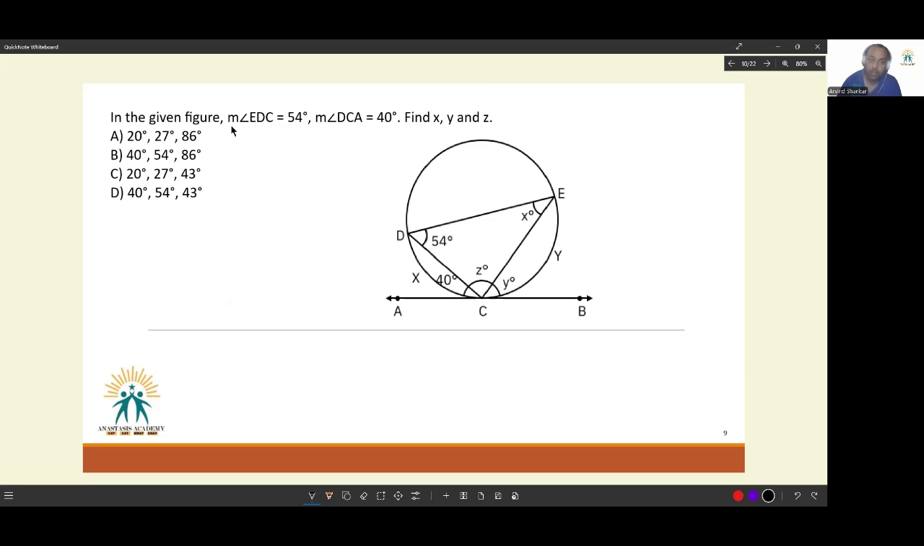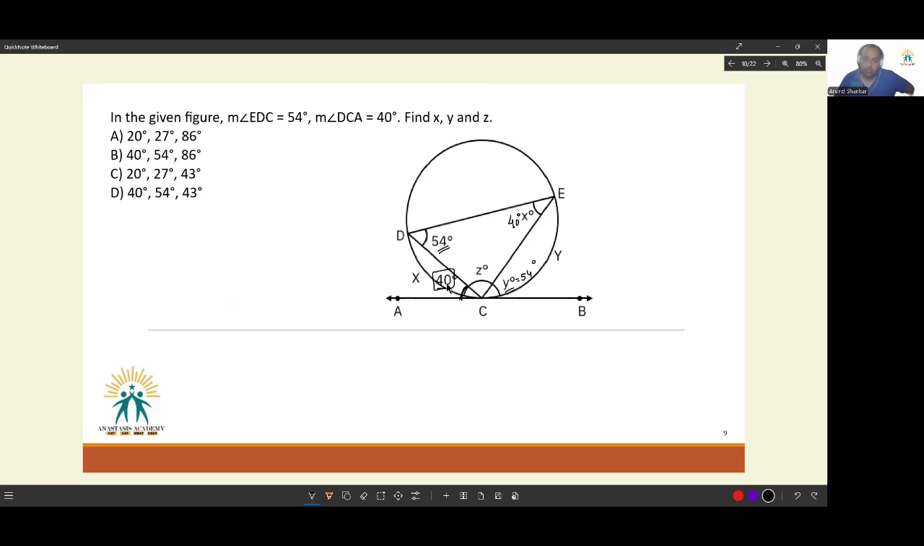Next, in the given figure, angle EDC is 54 degree and DCA is 40 degree. Find X, Y, and Z. Now see, according to the tangent secant theorem, if this angle here is 40 degree, this will be the same angle that chord DC subtends on the circumference of the circle. So if this is 40, X is also 40. By the same metric, EDC, this 54 degree, should correspond with this Y, because it is the angle between the tangent and the chord, and this chord will therefore subtend 54 degree on the circumference. So Y is equal to 54 degree.